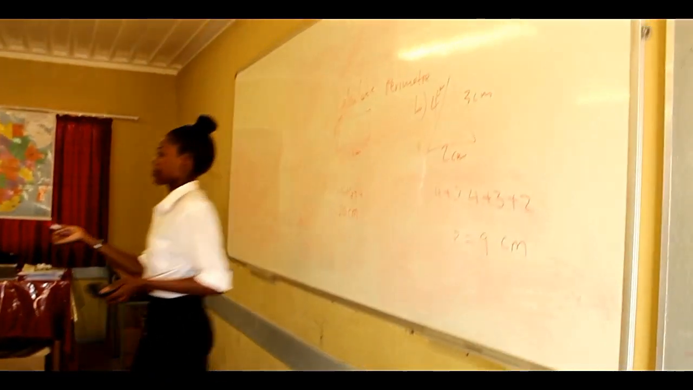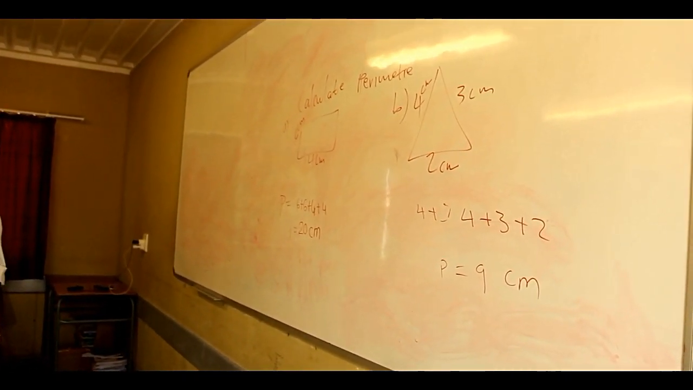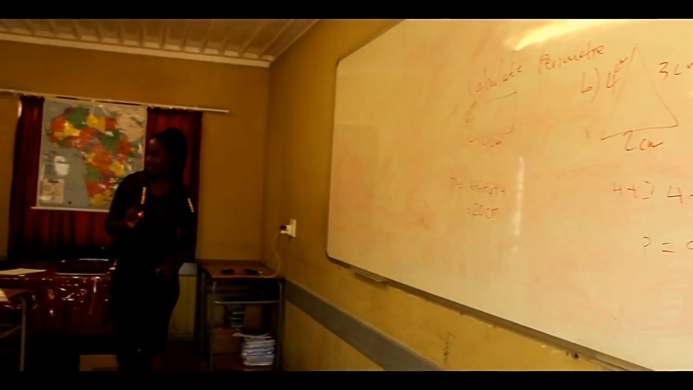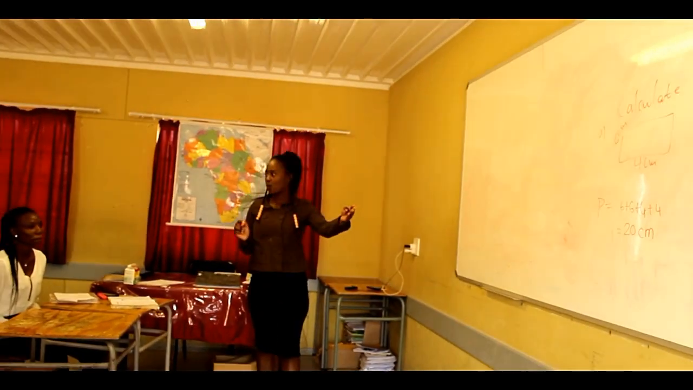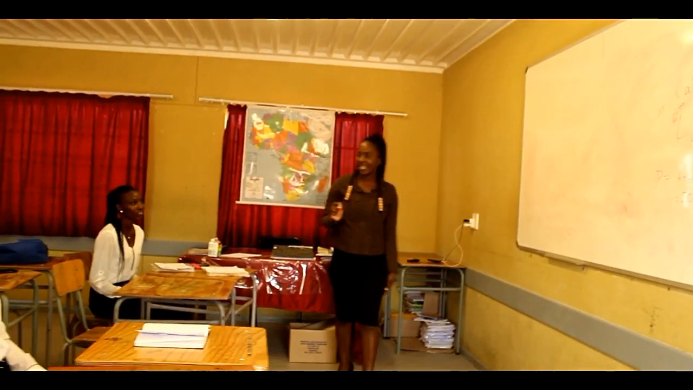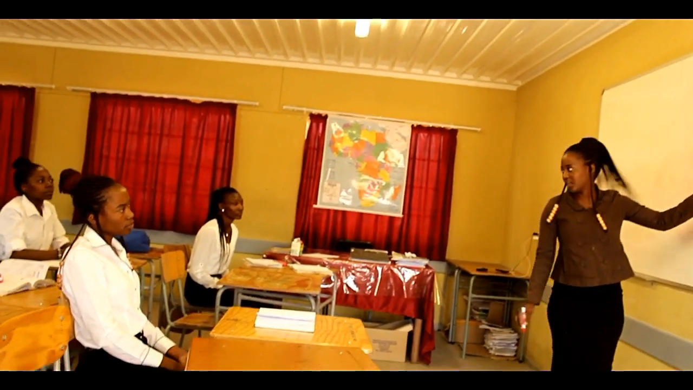Miss, raise your marker. No, you see, we don't have to put it this way. Oh, it's perimeter. You guys, we just said you know what perimeter is. So for perimeter, you put square. Okay, seriously, let's do question A together.